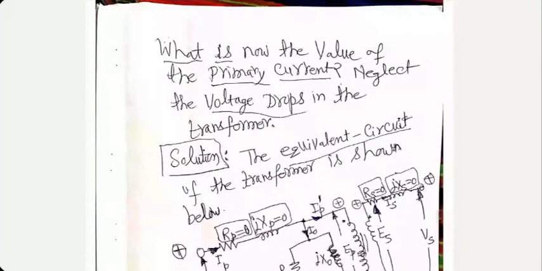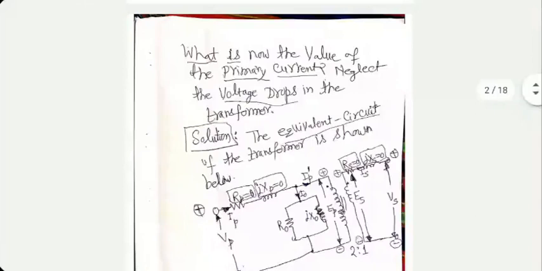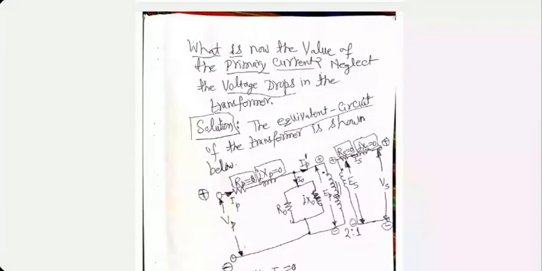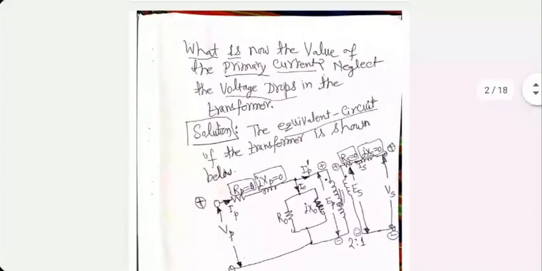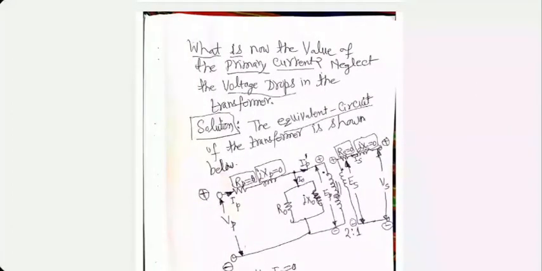The question says neglect the voltage drops in the transformer. That means in the equivalent circuit, you can assume that primary winding resistance is 0. Primary winding inductance is also 0. And the same thing applies to secondary winding parameters RS and XS also. Okay.